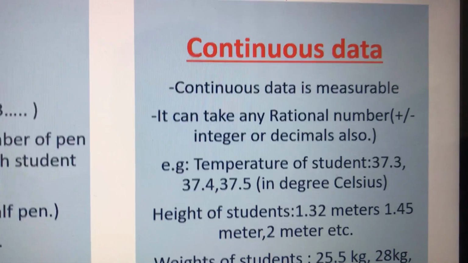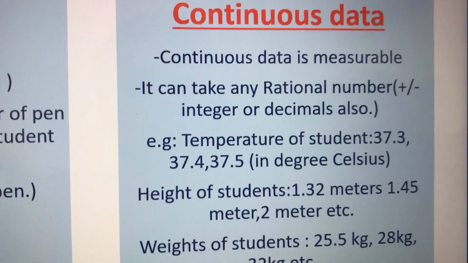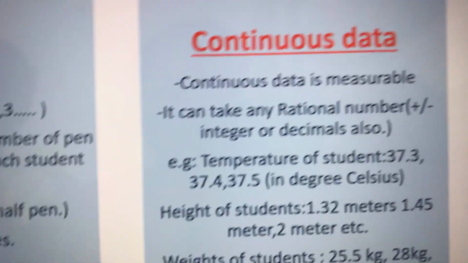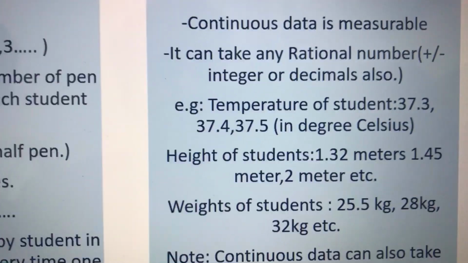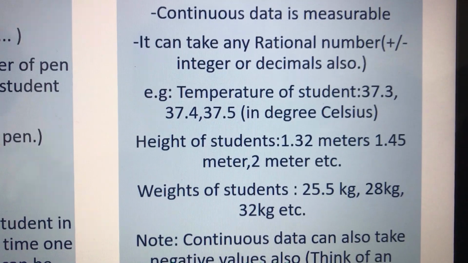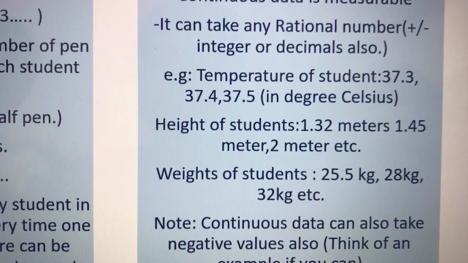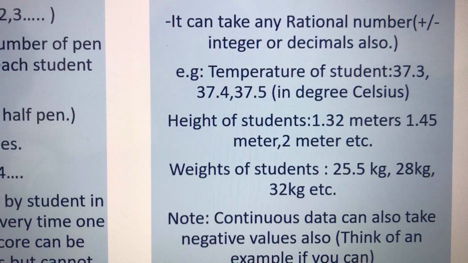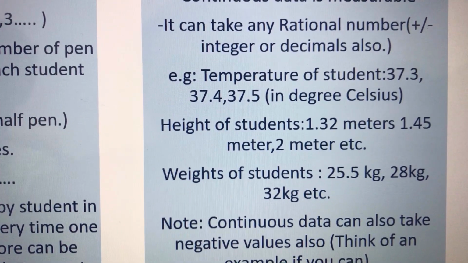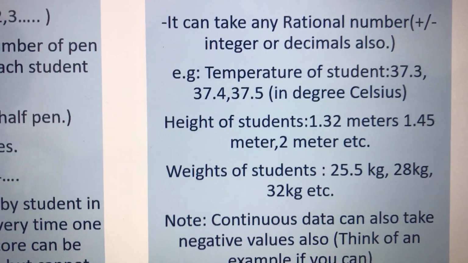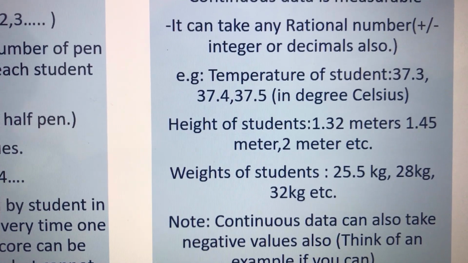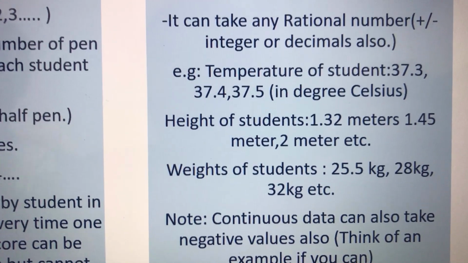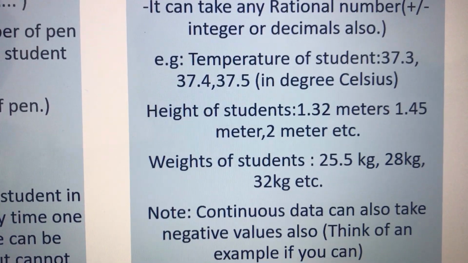Let's talk about continuous data. Continuous data are the data that are measurable. It can take any rational number value. It can be a positive or negative integer or a decimal also. Example, temperature of a student. Let's say we are in the winter season and school decides it wants to check the temperature of each student, and they check at the foyer the temperature for all the year 7. Somebody is 37.7, somebody is 37.4, somebody is 37, somebody is 38, and likewise height of students in meters.